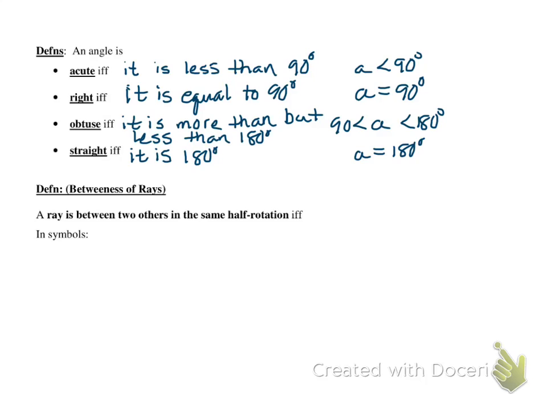The next thing in this section is the definition for betweenness of rays. So we have the betweenness of points theorem, which we thought about. Remember, the coordinate of the point had to be between the other two coordinates in order to be considered to be between the 2 points. Well, the same idea is going to be true for rays. So a ray is between 2 others in the same half rotation if and only if its coordinate is between their coordinates.